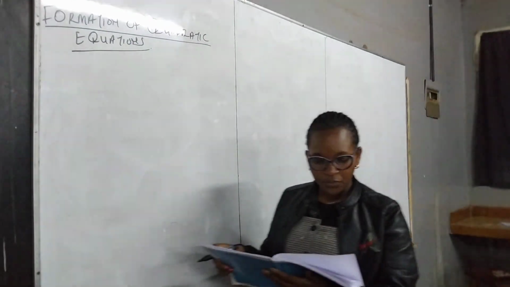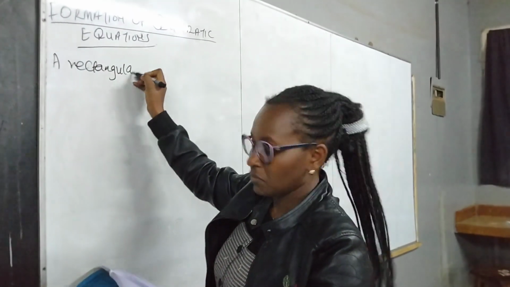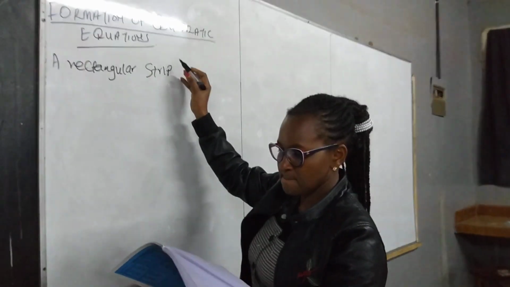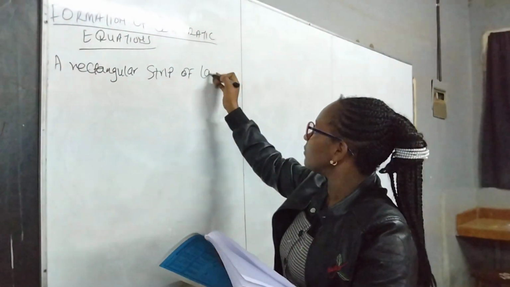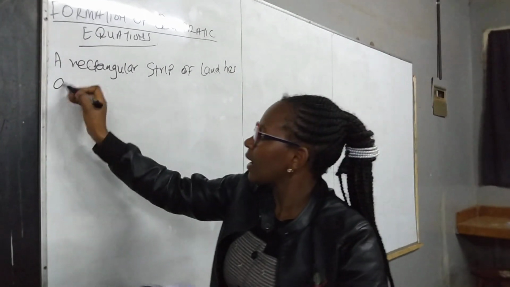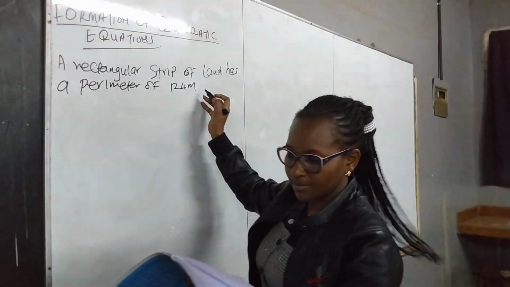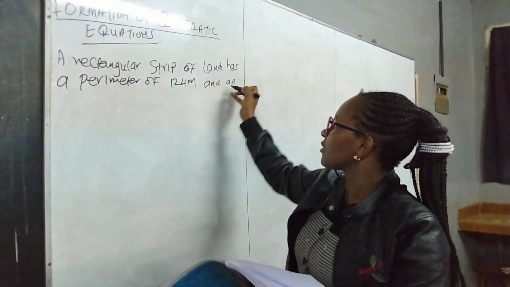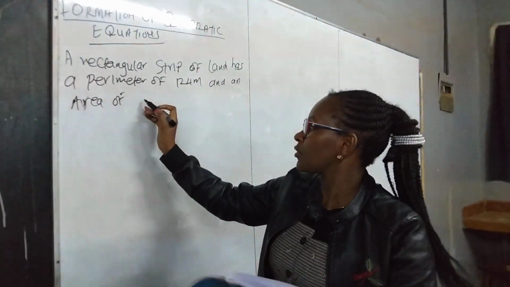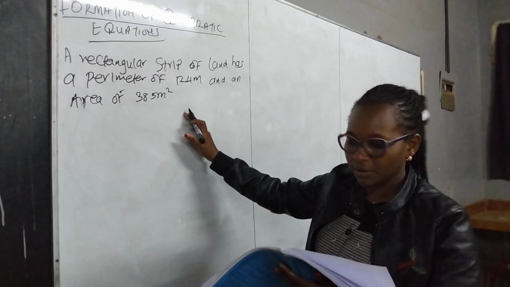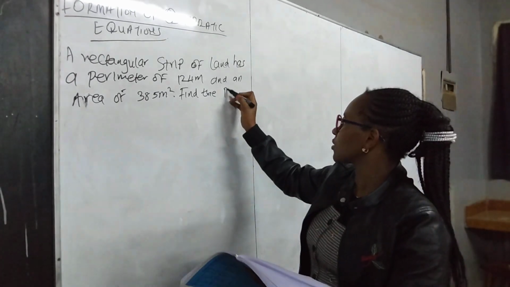So the first example reads: a rectangular strip of land has a perimeter of 124 meters and an area of 385 meters squared. Find the possible dimensions.